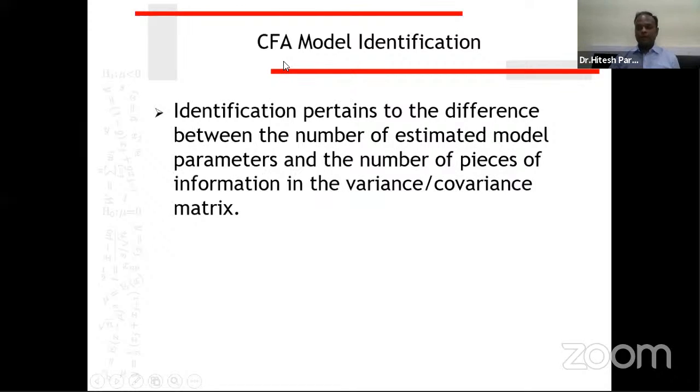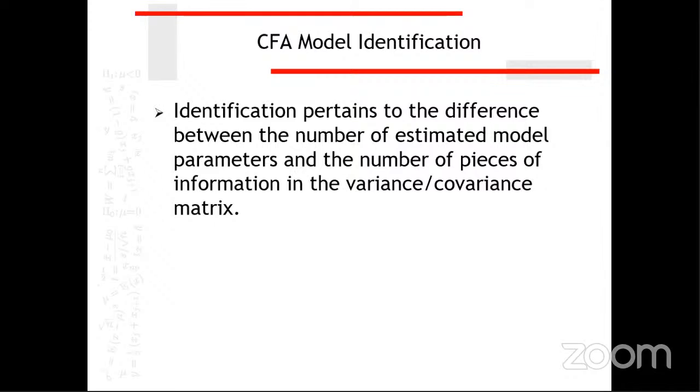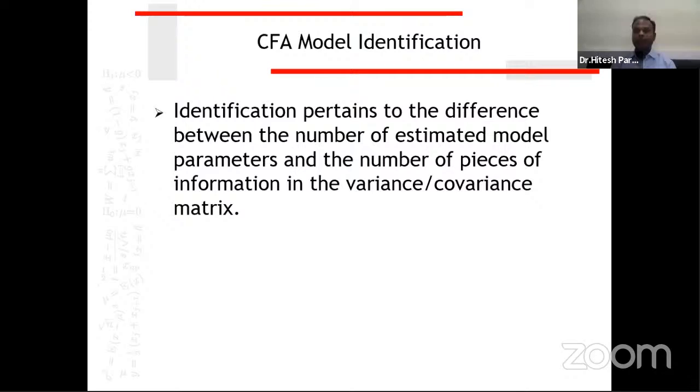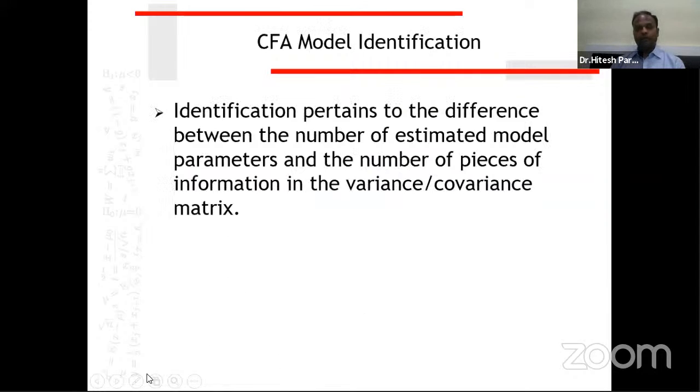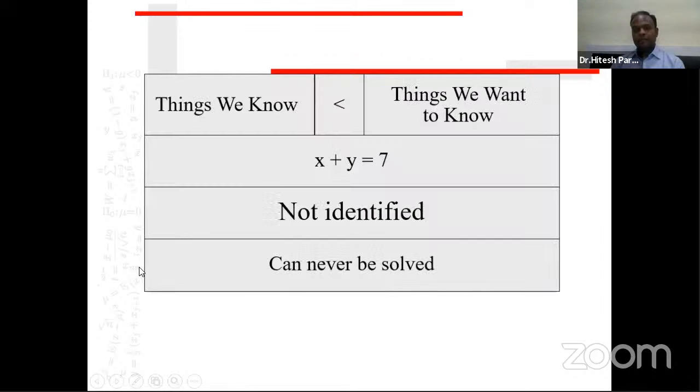There can be an error of identification sometimes when you run CFA or SEM multiple times. Sometimes you will get the error of identification. So we need to understand why it is coming and what could be the probable solutions. The identification pertains to the difference between the number of estimated model parameters and the number of pieces of information in the variance or covariance matrix. So what is that? Let us again discuss.